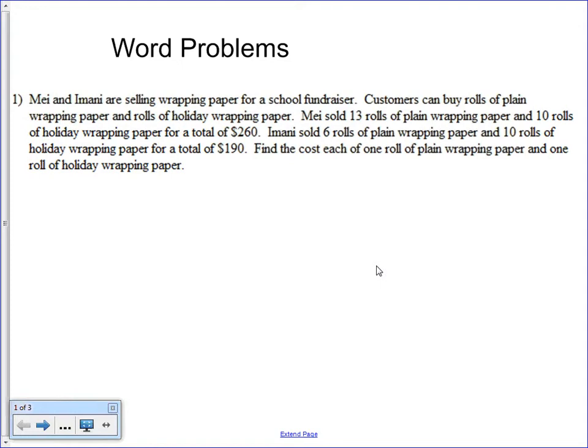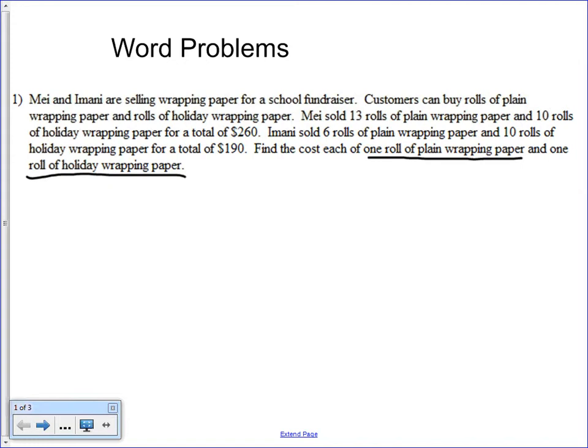Maya sold 13 rolls of plain wrapping paper and 10 rolls of holiday paper for a total of $260. Amani sold 6 rolls of plain and 10 rolls of holiday for a total of $190. So find the cost of each one roll of plain wrapping paper and one roll of holiday paper. You notice how they're asking two questions. They're asking how much one roll of plain wrapping paper costs, and also what one roll of holiday wrapping paper costs.